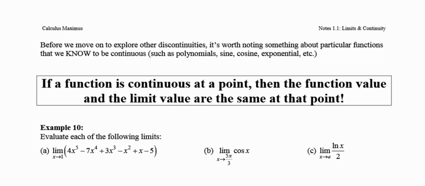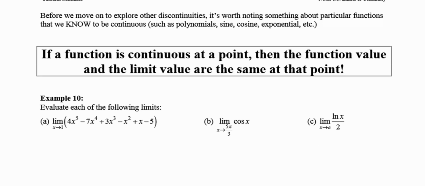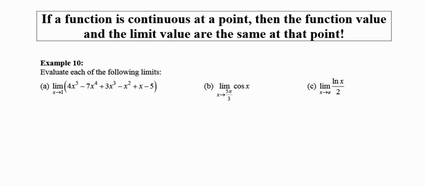There we go, example 10. So before we discover other discontinuities, we're going to talk about things that we should already know. If a function is continuous at a point, then the function value and the limit value are the same at that point. So to evaluate each of the following limits, we're just going to take 1 and plug this into this function. So we get 4 minus 7 plus 3 minus 1 plus 1 minus 5.